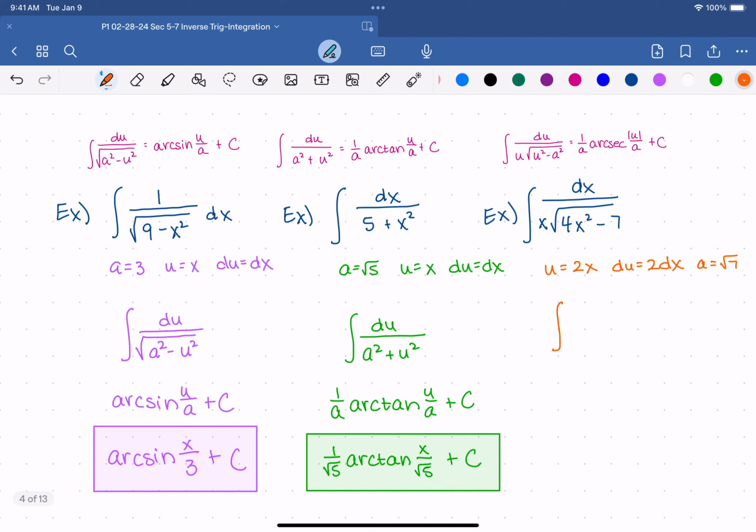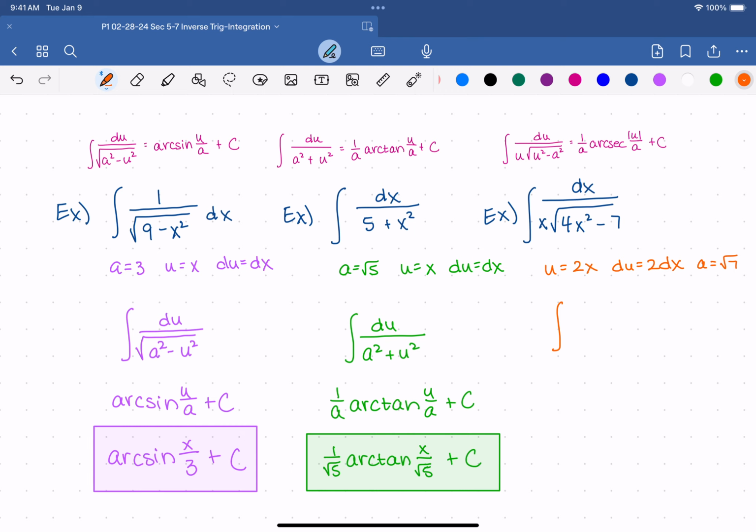So we only have a dx in the numerator, not a 2dx. We really wanted that 2 there. Huh. The other problem is we need a u on the outside. We only have an x, which is not the same thing as u.